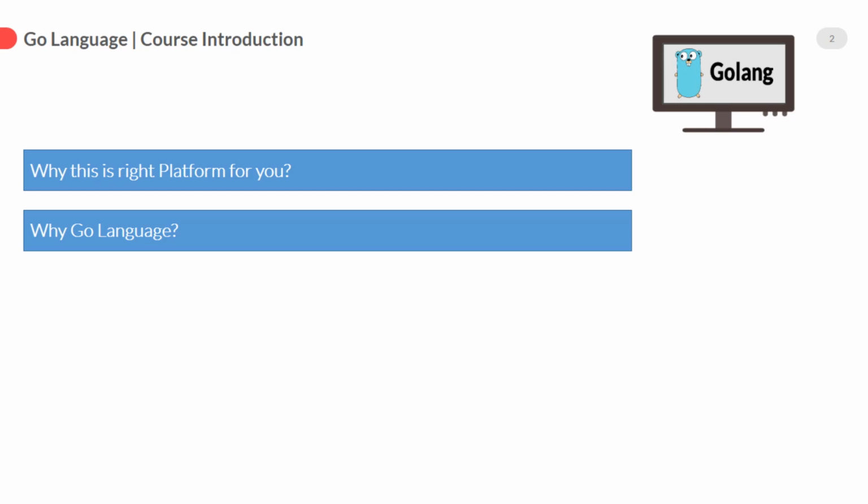Why Go language? Go language compilation time is faster than other languages. Also, Go is becoming a popular language. Go language is powered by Google.